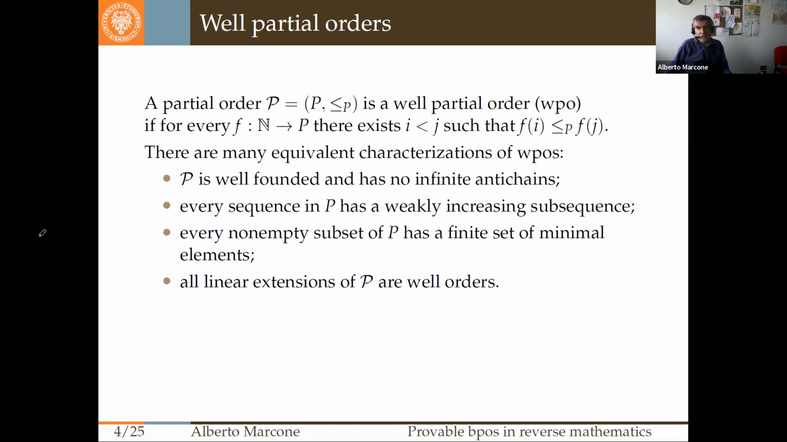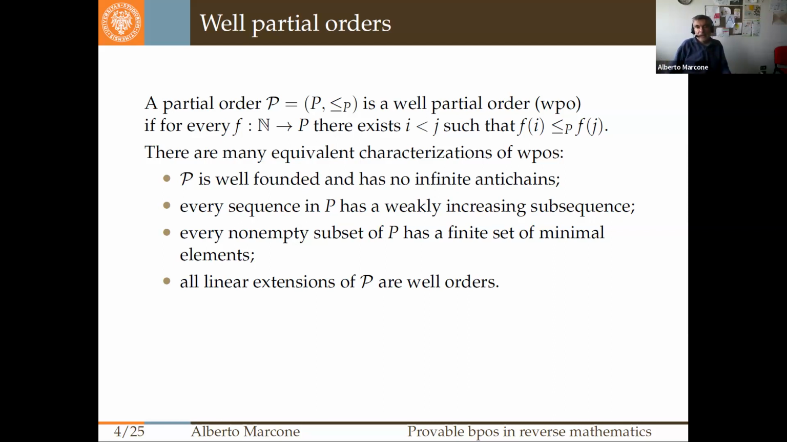Another characterization of well partial order that you can take as another definition is that you take a sequence in P as before. Not only can you find those two specific indices i and j, but you can actually extract a subsequence which is weakly increasing. So the ith element is below the next element, which is below the next element, and so on and so forth.